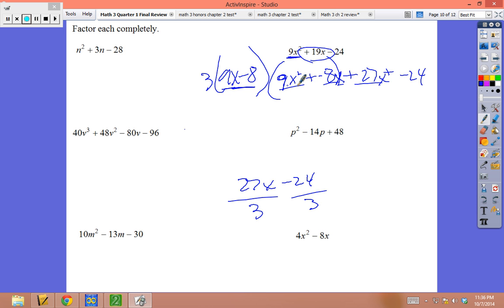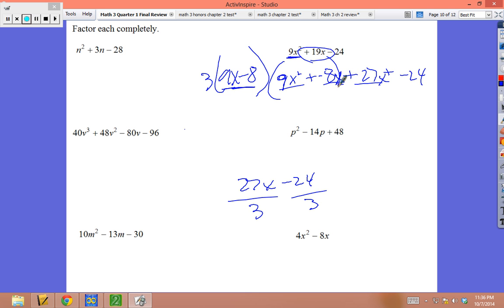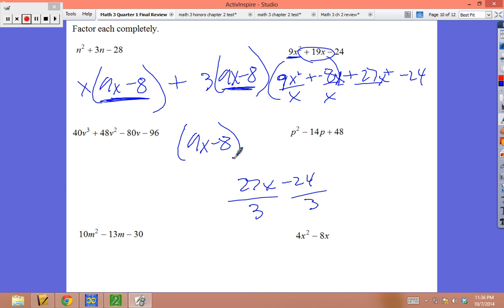So check this out. If you've got 9x squared minus 8x, there's nothing in common with the 9 and 8, but we're still going to factor out an x. So it's going to be x times 9x minus 8. Now I'm happy because there's my 9x minus 8, there's my 9x minus 8. So my answer is going to be 9x minus 8 in one group, and in the other group it's going to be x plus 3. And you're done because these guys got nothing in common, and these guys got nothing in common. So that is it.